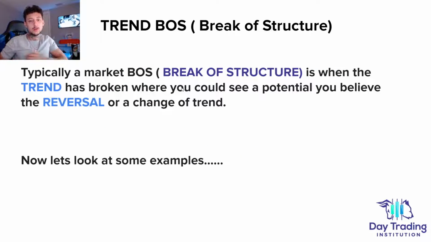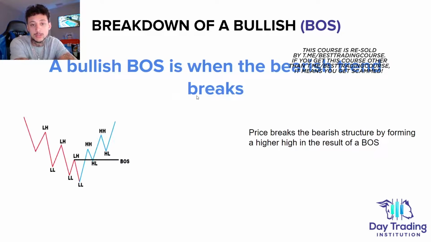Now, let's take a look at the break of structure and learn what an actual break of market structure is. Typically, a market structure break, or a BOS, is, in short terms, when the trend has broken, where you could see a potential reversal or change in trend, right? So again, when price actually does break structure, most likely it will change in trend. So now let's look at some examples.